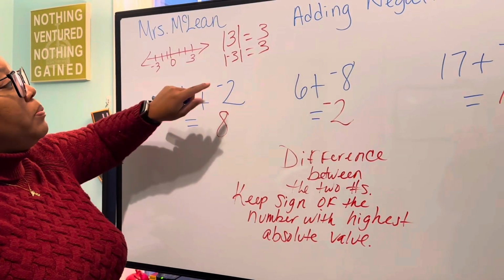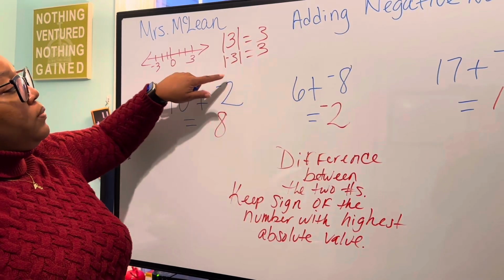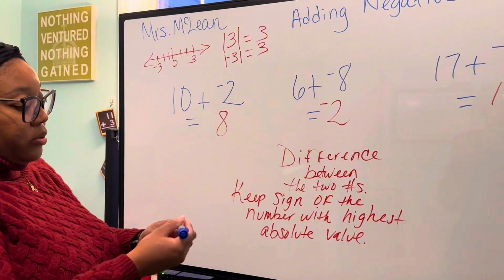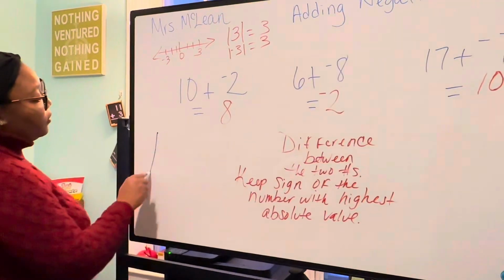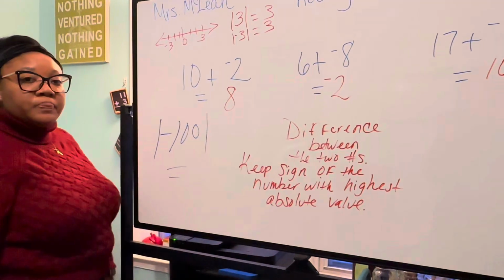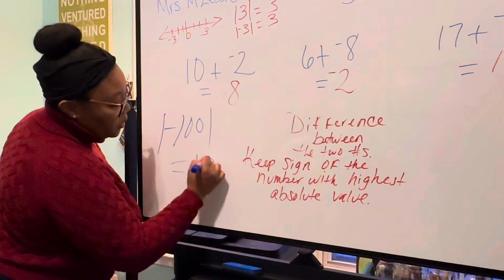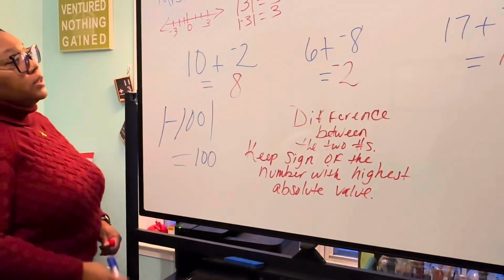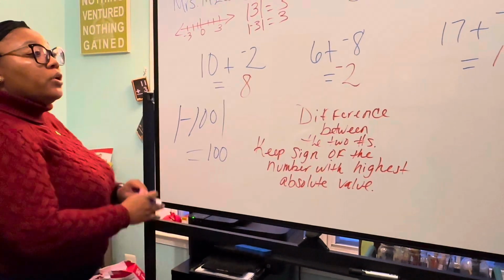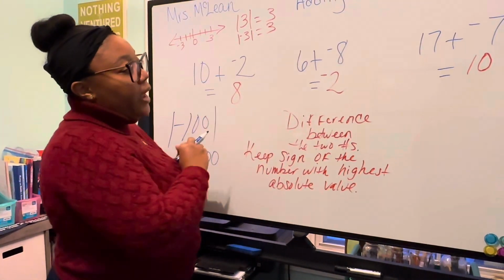I gave the example here. The absolute value of 3 is positive 3. The absolute value of negative 3 is also 3. If I gave you the absolute value of negative 100, what would that be? Very good. That would be 100. Absolute value is simply the distance from 0 on the number line. So we're going to apply that skill when we're adding negative numbers.